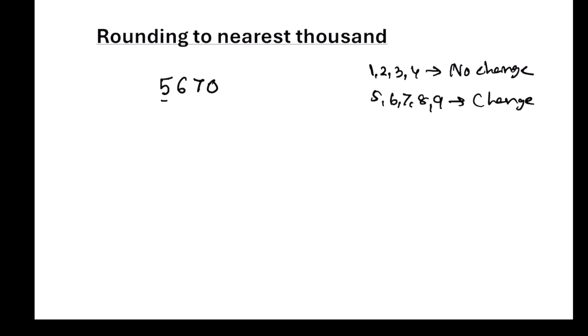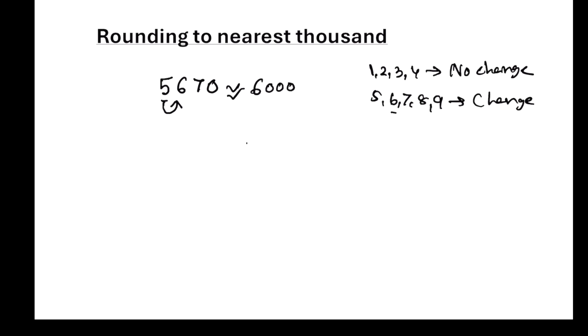So I put a small line. The hundreds place digit is 6 and the thousands place digit is 5. So when you're asked to round to the nearest 1000, you have to look at the previous digit. 6. 6 means a change. So 5,670, the nearest thousand will be 6,000.